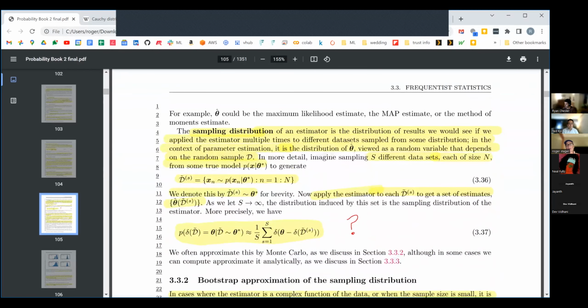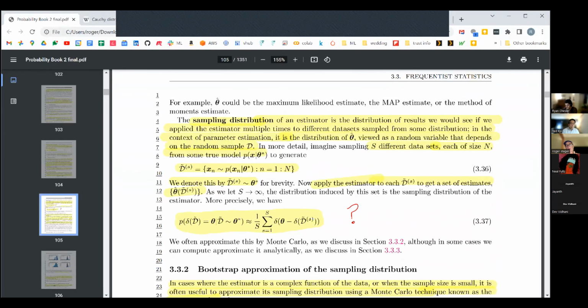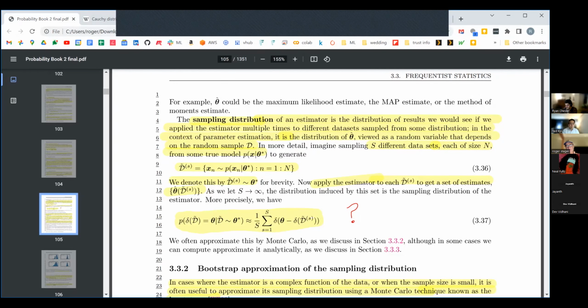So what we're talking about here, I think, is that they're coming up with the sampling distribution results that we'd see if we applied the estimator multiple times to different data sets sampled from the same distribution. Each one comes up with a parameter estimation. You get a distribution then of those estimated parameters. And it's the characteristics of that distribution, I think, that capture the uncertainty in the parameter. Does that sound right? Mm-hmm. Okay.